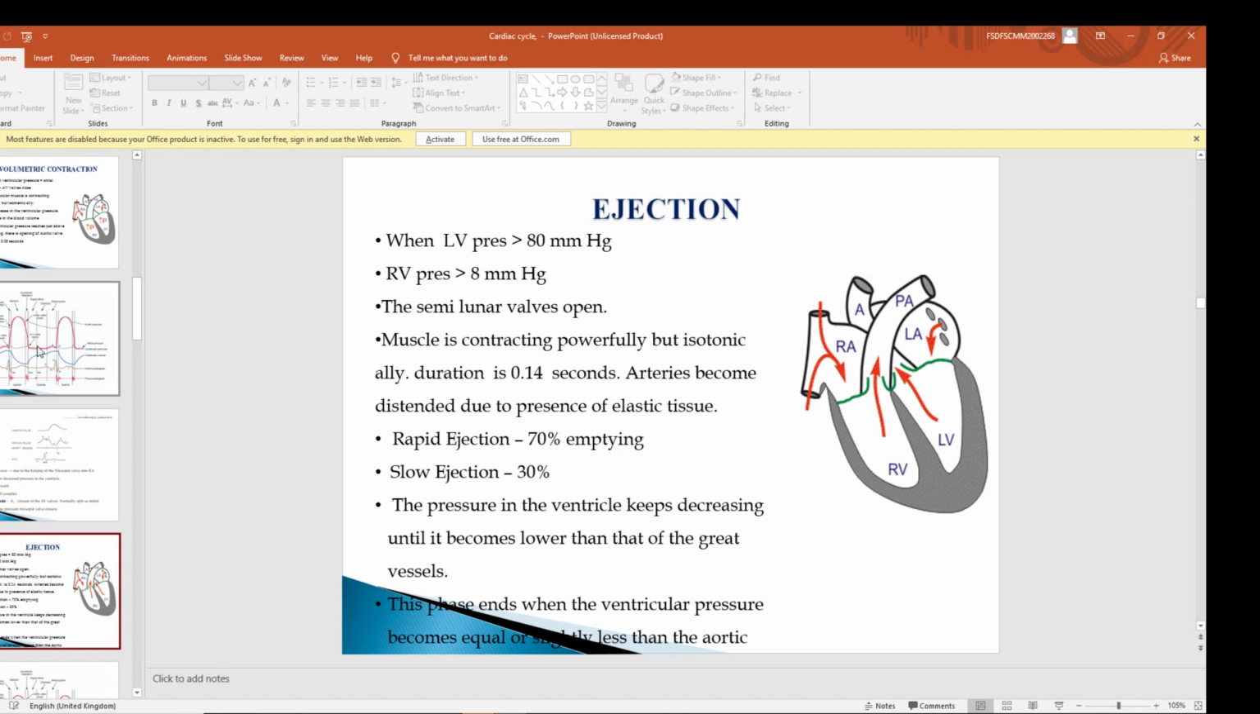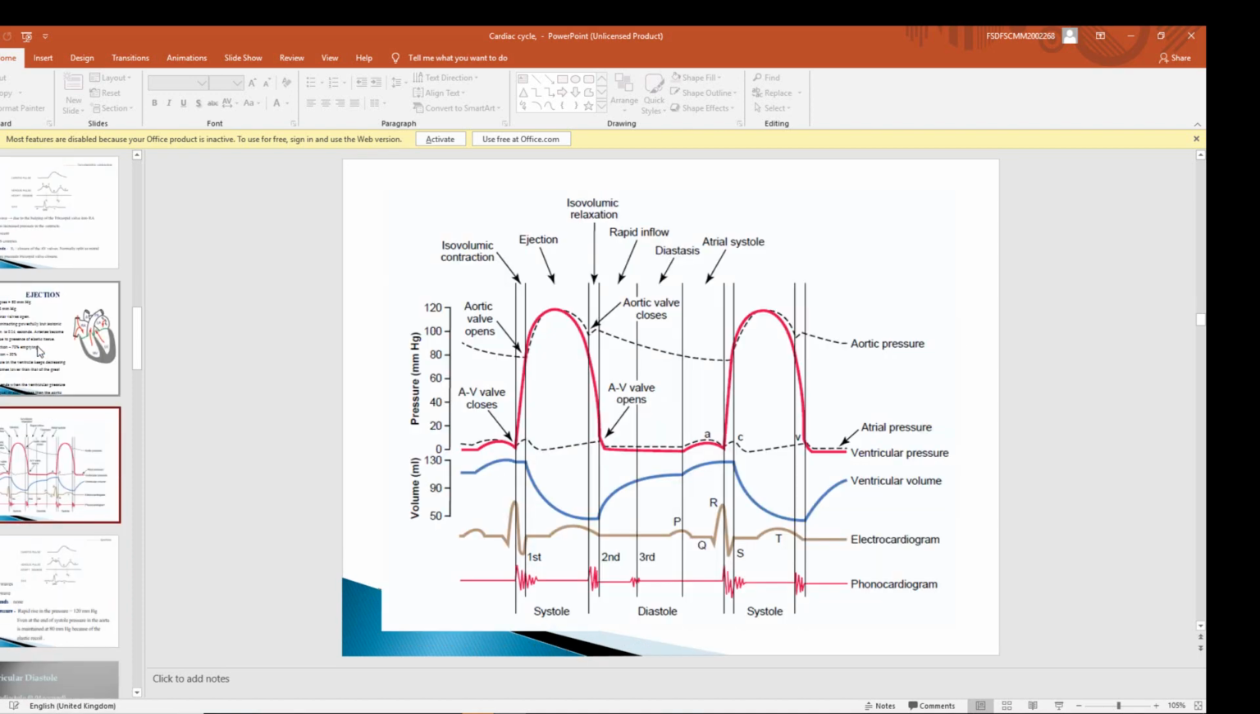is less than that of the aortic pressure. Again, you can see the ventricular pressure changes. You can see that the period of ejection starts at 80 millimeters of mercury in case of the left ventricle, whereas 8 millimeters of mercury in case of the right ventricle, and then it is going to eject the blood, rapid ejection for the initial 70% of the blood, and the rest of that is passively or slowly ejected out.